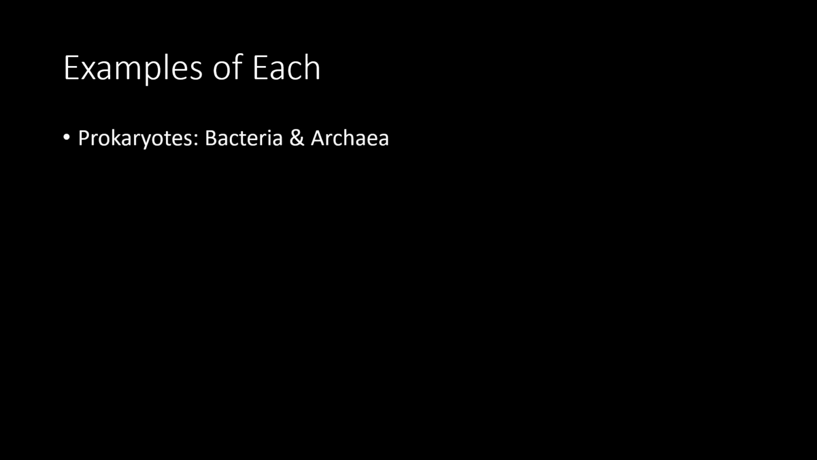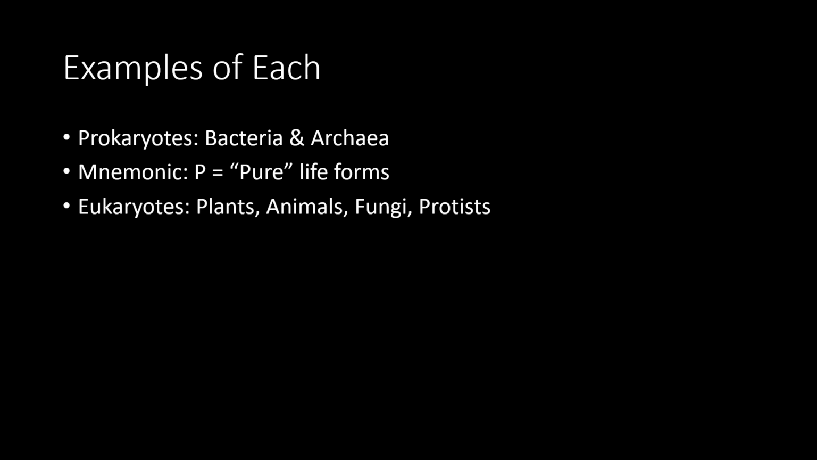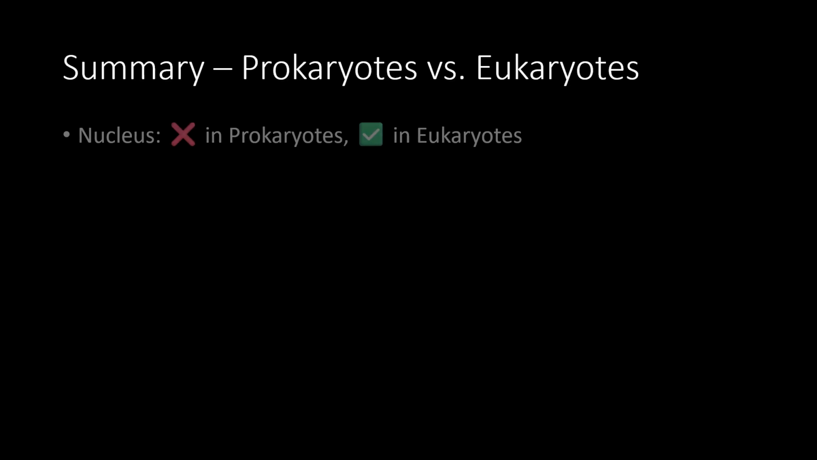Finally, when you think about examples, prokaryotes include organisms like bacteria and archaea, which are essential in processes like decomposition and nitrogen fixation. Eukaryotes include a much broader range of organisms, such as plants, animals, fungi, and protists. To remember this distinction, think prokaryotes equal pure, as they represent the simpler foundational forms of life, and eukaryotes equals everything else because they encompass all complex life forms, from plants to animals.